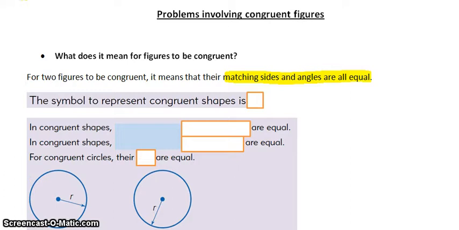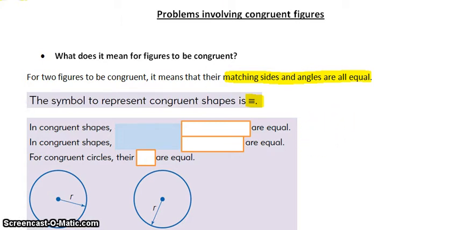We also looked at last lesson the special symbol to represent congruent shapes. Do you remember what it is? If you do, quickly jot it down in this little square in your booklet before I reveal it. Did you get it right? The symbol to represent congruent shapes is 3 horizontal lines on top of each other, kind of like an equal sign but with an extra line on top.